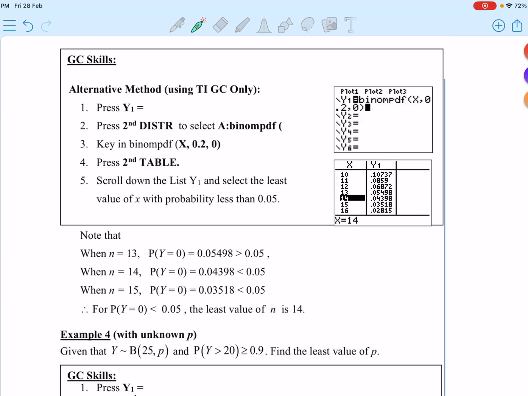You can also do this using the table method from the GC. You can key in your distribution under Y1 under the graphical mode, using the parameters here. Then you scroll to the table. You see these are the answers given. You look for the one that is close to 0.05, less than 0.05. This is the value that is first less than 0.05. You are required to give two other values next to it, the one before and the one after, and write it in this manner.